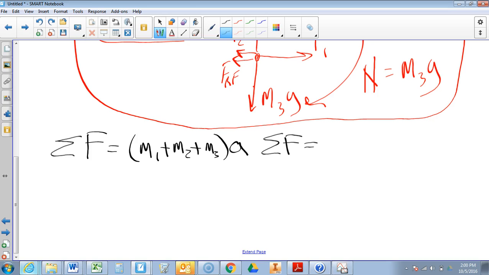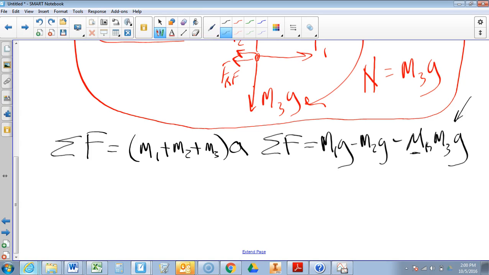Okay, so here we go. We have M1G minus M2G minus mu kinetic M3G. So not all of M3G's weight is involved here, just whatever friction it allows us to use, so to speak. And we are after, algebraically, that, right? That's our goal. So we're going to go through all the wonderful algebra to get that.